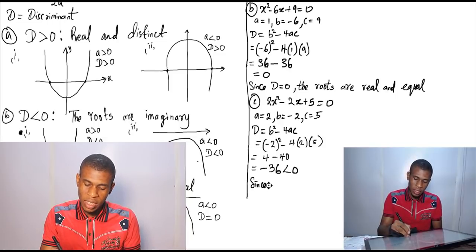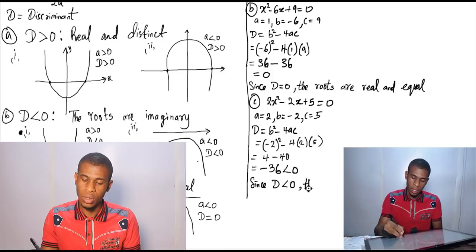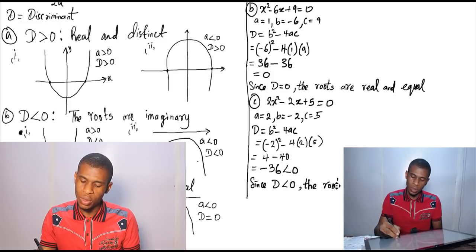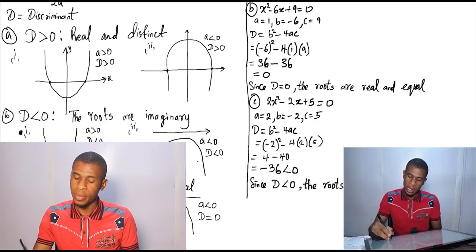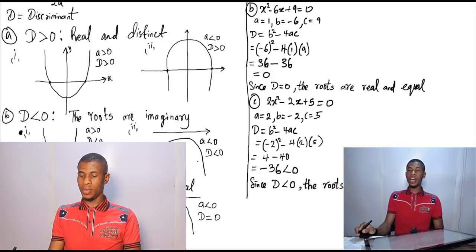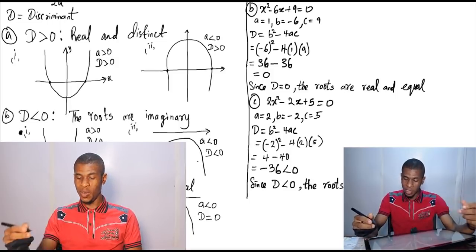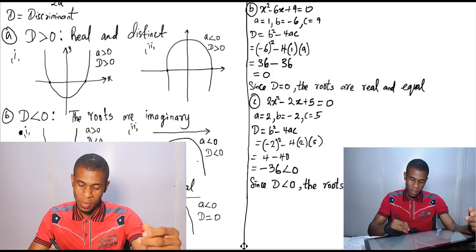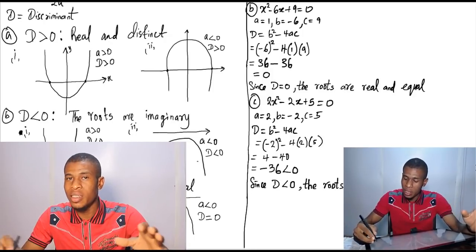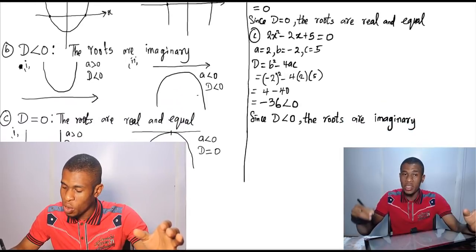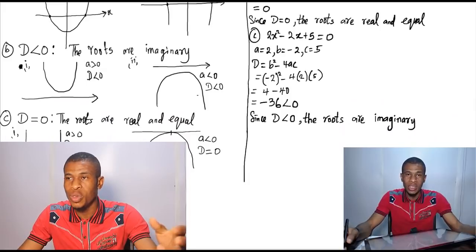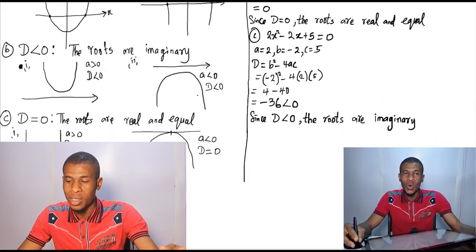You conclude, since D is less than 0, what happened to the roots? The roots are imaginary. So the roots are imaginary when D is less than 0. This is exactly the simplest way of knowing the nature of roots without solving the quadratic equation.